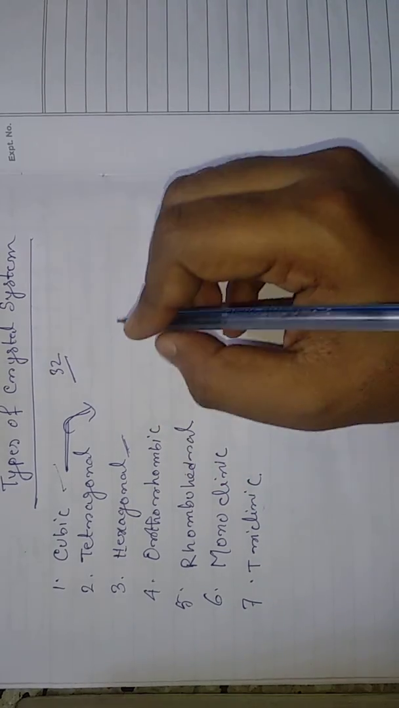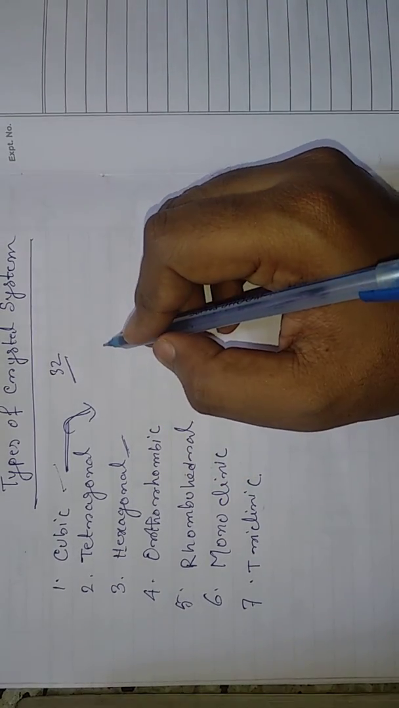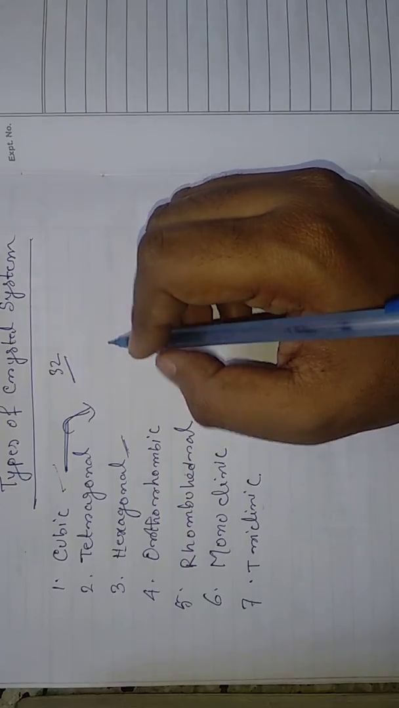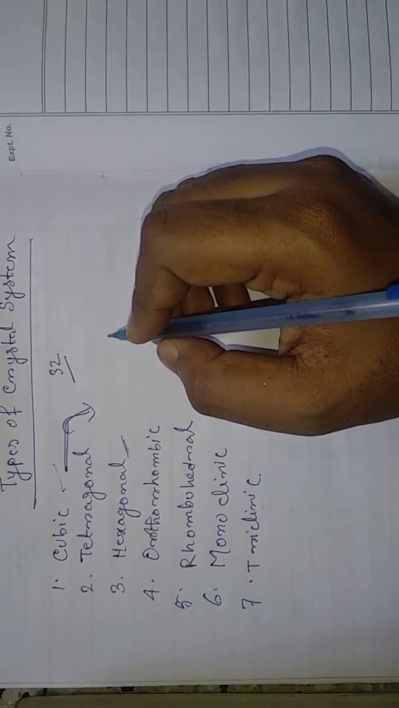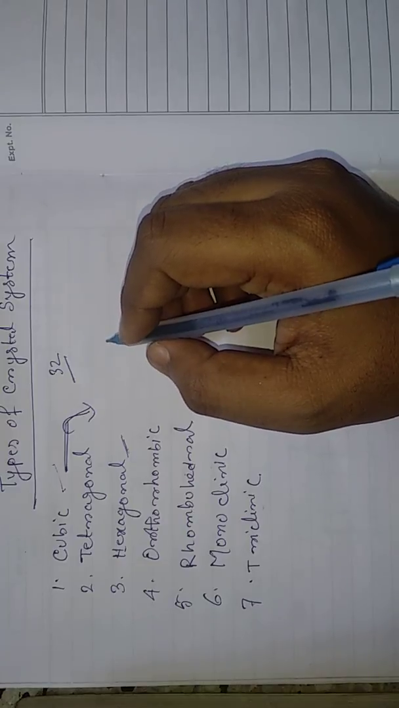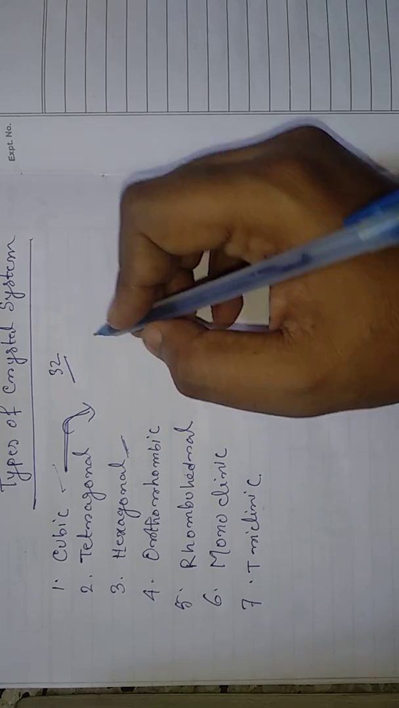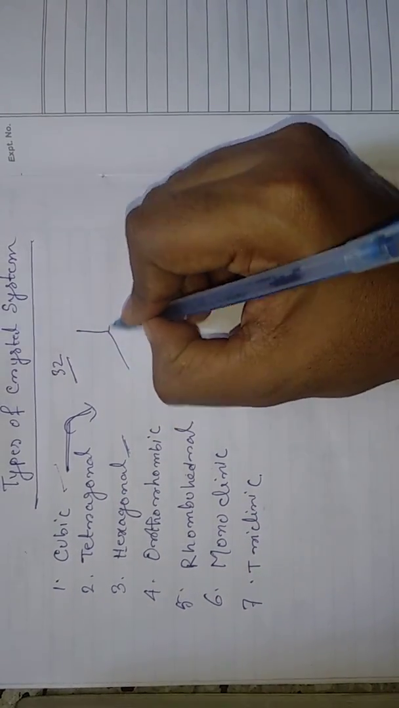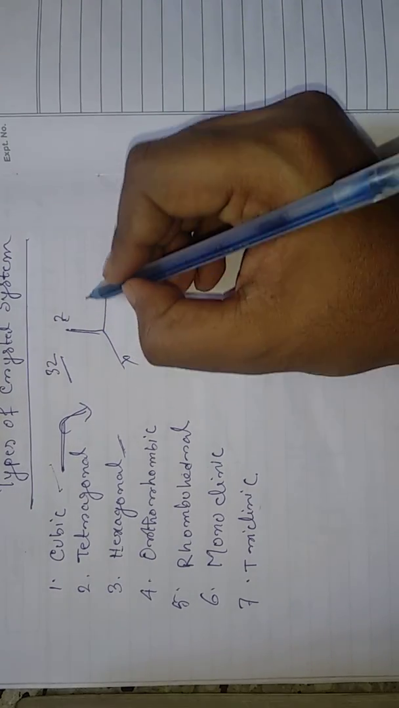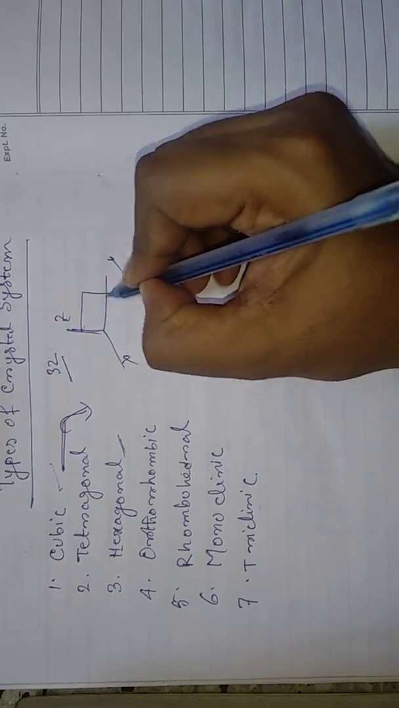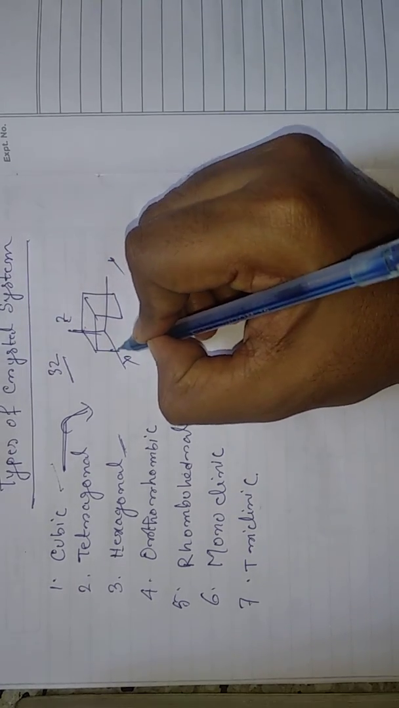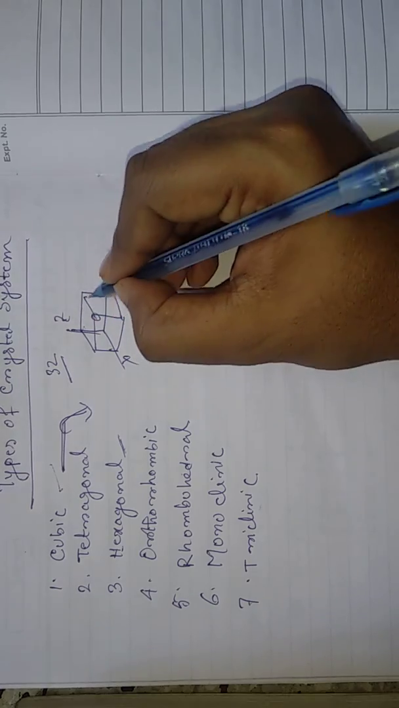In the cubic crystal system, this type of crystal system has 3 equal axes at right angles to each other. So the atoms are arranged in a cubic manner. Suppose the cube has x, y and z axes. Along the x, y, z axes, the atoms are arranged in a particular cubic manner.